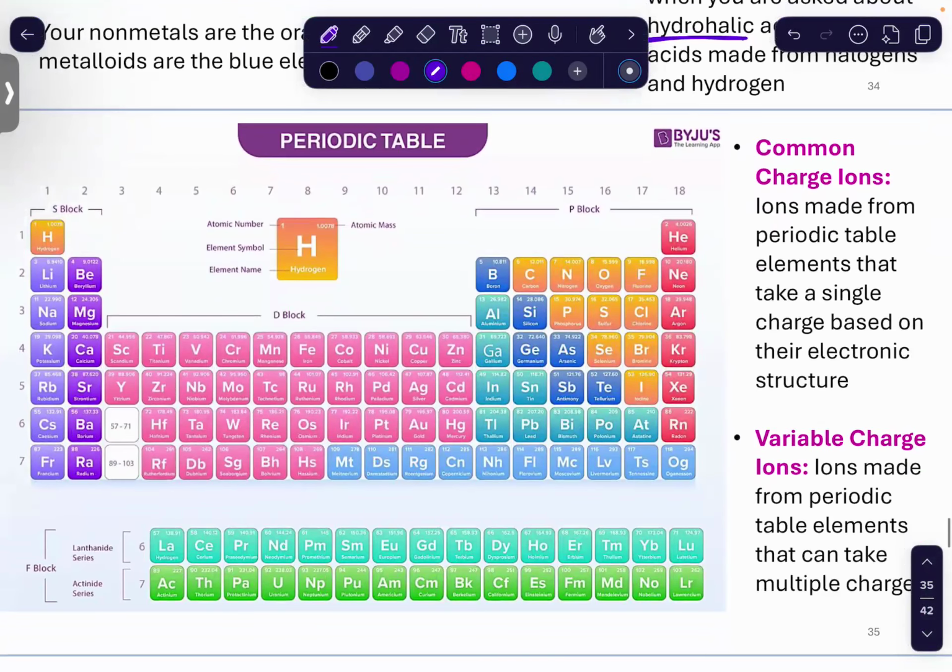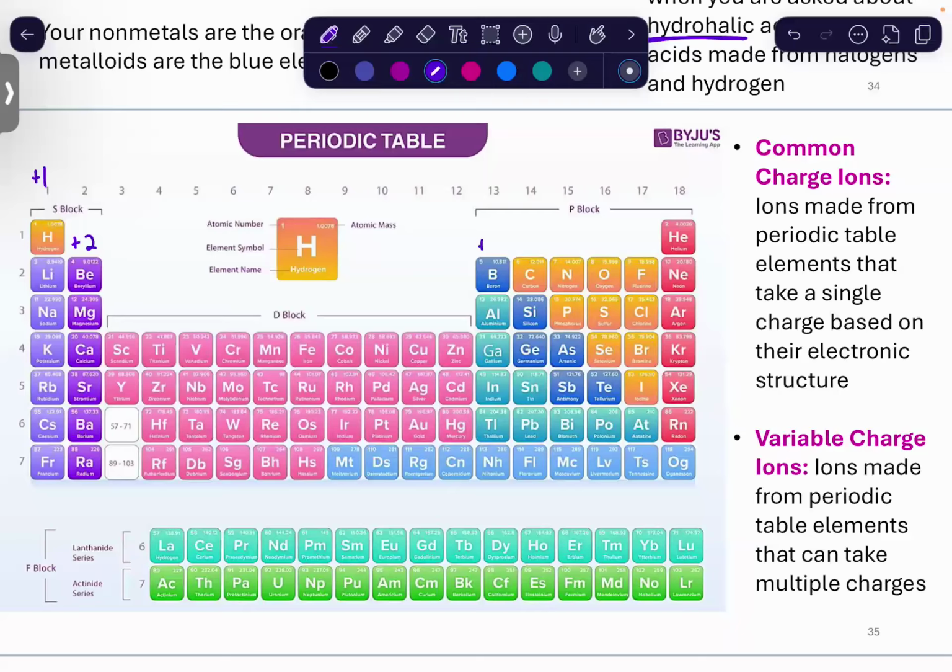Now let's start talking about ionic charges as we look at the periodic table. You're going to have common charge and variable charge ions. You can see that here, and you can really tell what you're going to have based off its position on the periodic table. The way ions work is your column one will become ions with a +1 charge. Column two will become ions with a +2 charge. Now we're going to stop there.